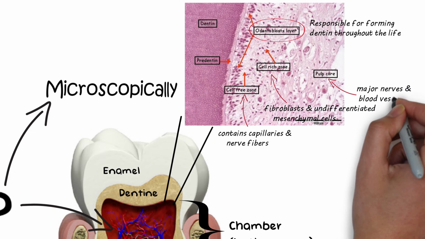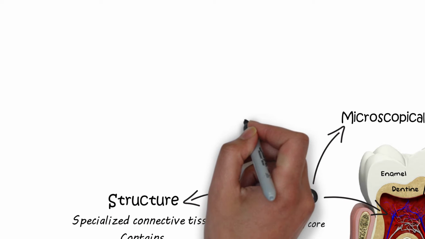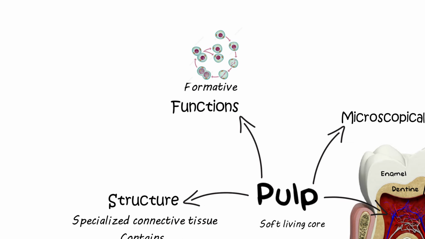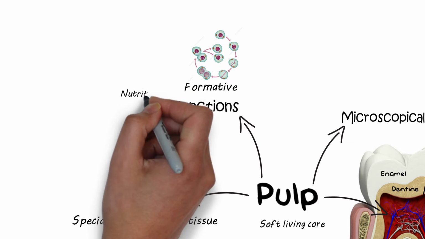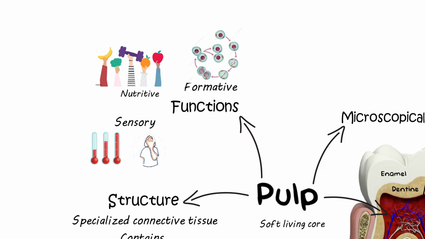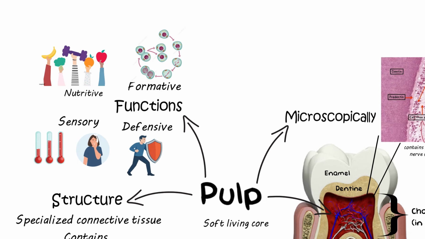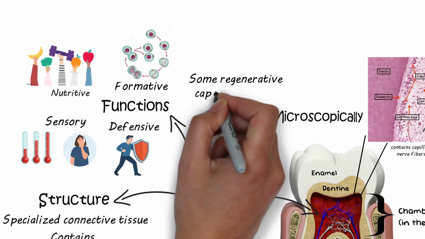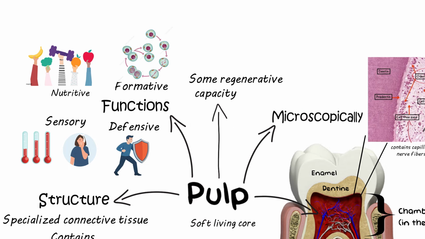and blood vessels. The main functions of the pulp include formative, producing dentine through odontoblasts; nutritive, supplying nutrition to the avascular dentine; sensory, transmitting pain and temperature changes; and defensive, activating immune cells and producing reparative dentine through odontoblasts in response to an injury. The pulp also possesses some regenerative capacity, especially in younger individuals, thanks to the stem-like cells within the pulp, but this ability is extremely limited and severe damage often requires clinical intervention.